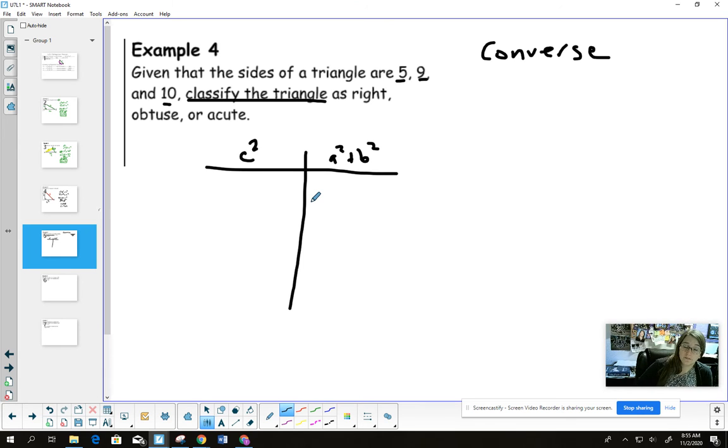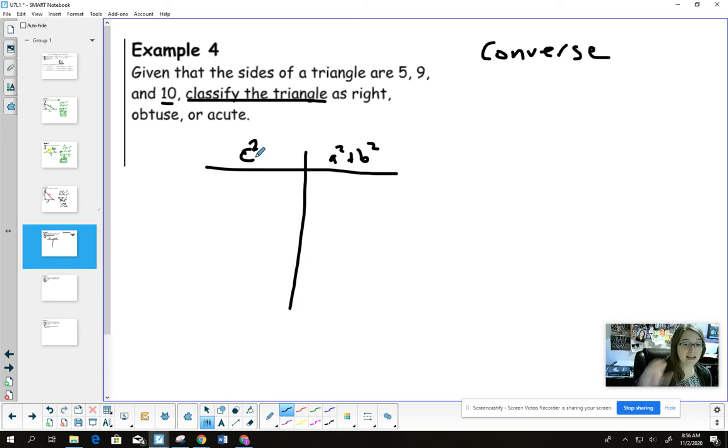So we're going to make a little table here, and we're going to compare what we get on the left side to what we get on the right side. So let's go ahead and try this. Which of these numbers has to be C squared? Because I don't have a triangle drawn, so I don't know which one doesn't touch the right angle. But there was something else we know about C. Which of these numbers has to be C? 10, because it is the biggest side. 5, 9, and 10, C has to be 10.